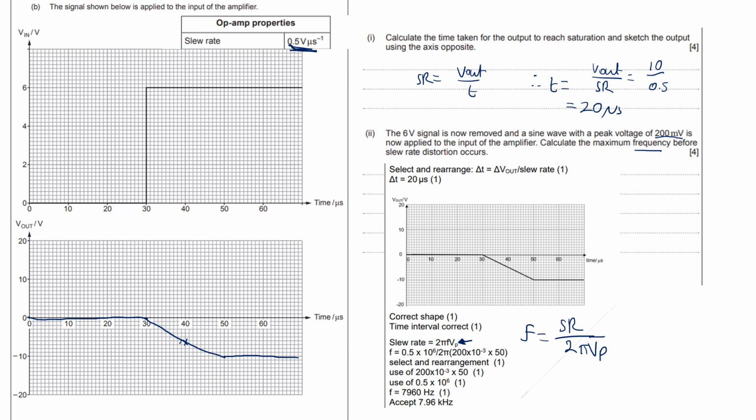The slew rate, don't forget, we need to convert microseconds: 0.5 volts for every 1 microsecond, so we times that by 1,000,000. So it's actually 0.5 times 10 to the 6 divided by 2 pi, and then don't forget the peak voltage. I've been given the input voltage, so to get the peak voltage, we times it by the gain, don't we? V in times gain. That's where that 50 comes from. So the peak voltage is the input times the gain. Make sure you do that as well. Don't just put the 200 in for that one.